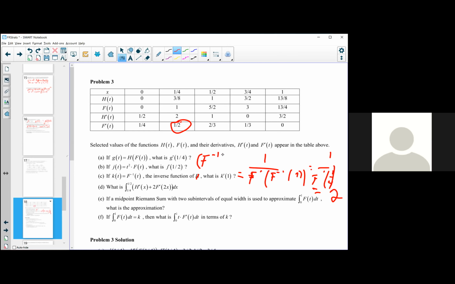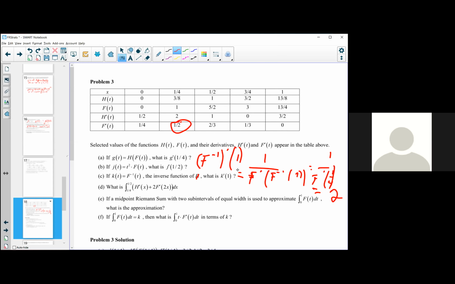What's f inverse prime at 1? It's 1 over f prime at f inverse of 1. And I'd actually prefer to use this other notation. It's a little clunky because you need these extra parentheses around f inverse, but that's how you do that problem.